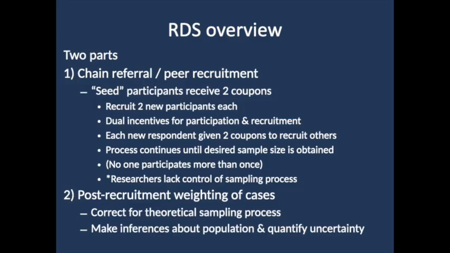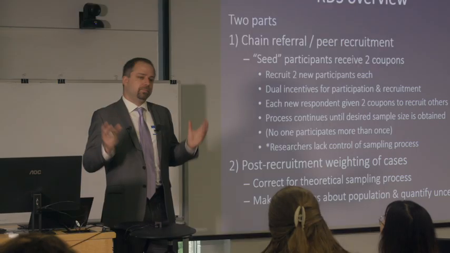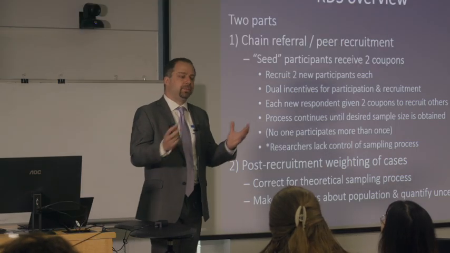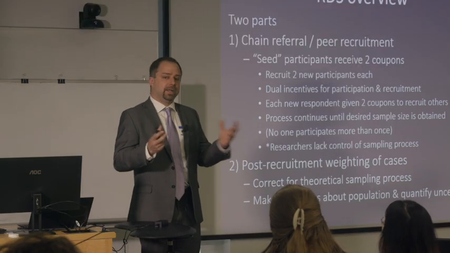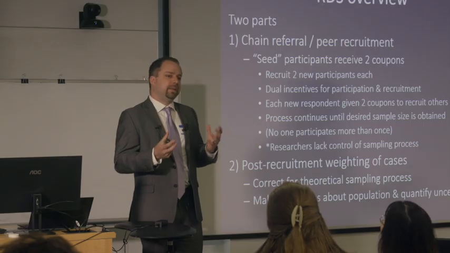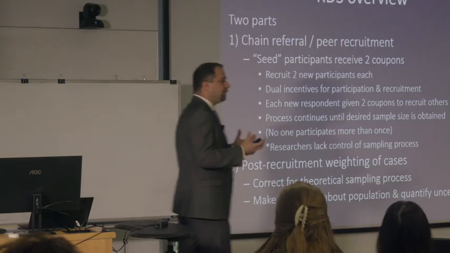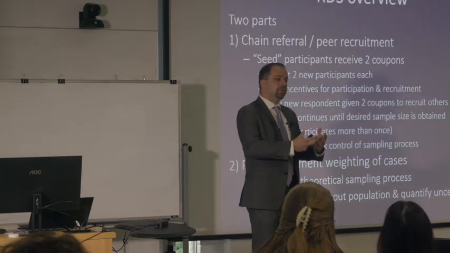So to give a base overview of RDS, I think of it as having two key components. The first is this chain referral idea, where you get seed participants who are typically a convenient sample, maybe people that attend a clinic or something like that that are in the population, and often it's recommended that they have high popularity.